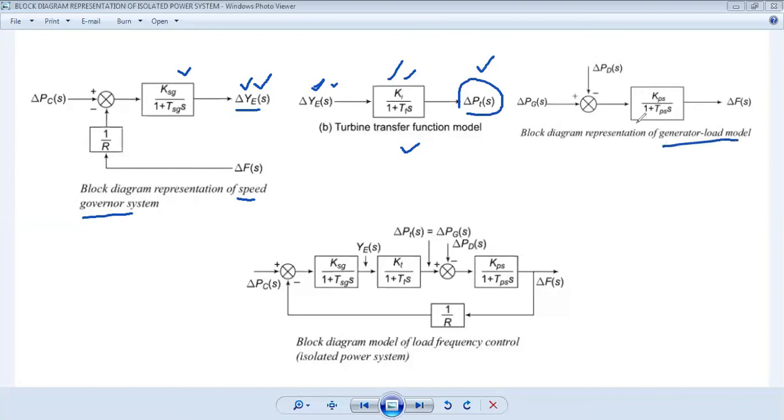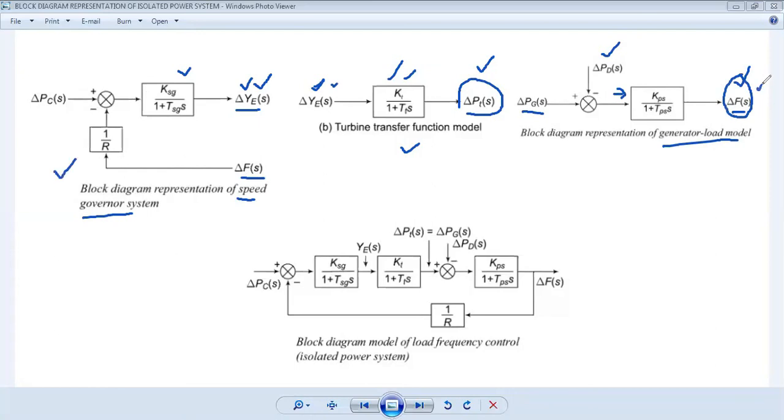So we have drawn this block diagram now. The inputs to the system are delta Pg of s and delta Pd of s, and delta Pg of s minus delta Pd of s is given as an input to this block and multiplied by Kps by 1 plus Tps into s, then you will get delta f of s. So if you observe the output, we are getting delta f of s. And this is the input to the speed governing system, delta f of s. This change in the frequency will be continuously monitored by the speed governing system.